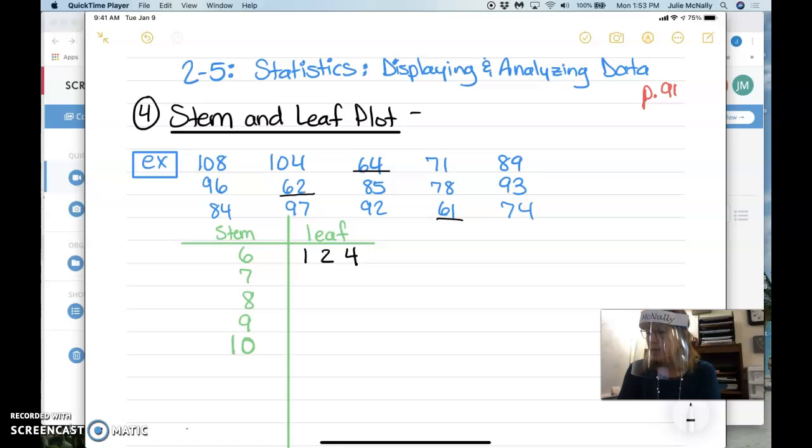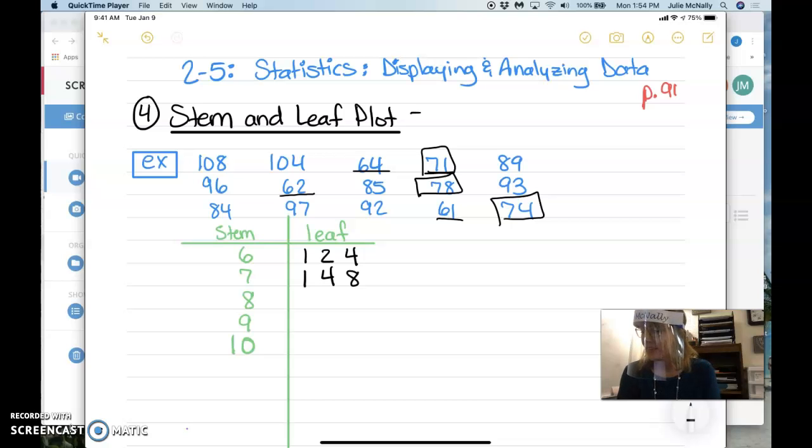Then I'm going to look at my 70s. I have a 71, a 74, a 78. I think that's it. If you see that I missed one, give me a shout. All right, so I'm going to put those ones place numbers in order from least to greatest. So I have a 71, a 74, and a 78. Does anyone have a question so far?